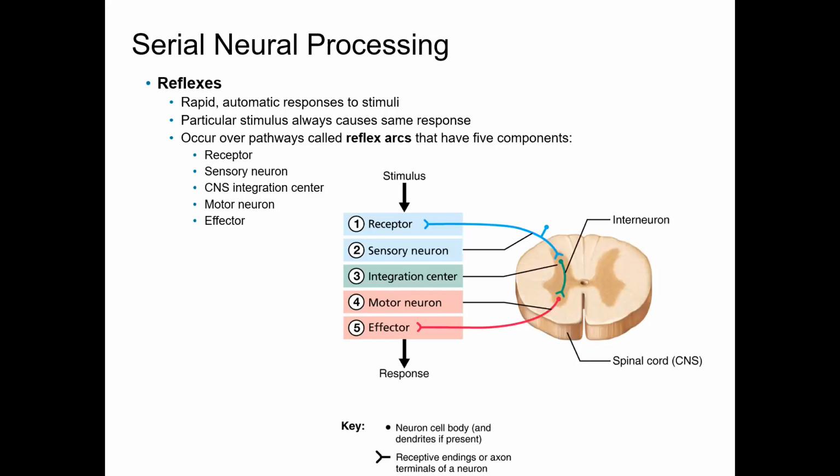This is the serial processing pathway for a reflex arc. The receptor, the sensory neuron, the integration center, what we call the interneuron in the gray matter of the spinal cord, the motor neuron going out, and there's your effector, a gland or another neuron or a muscle cell to give us a response right there. This is a reflex arc, and this is serial processing.